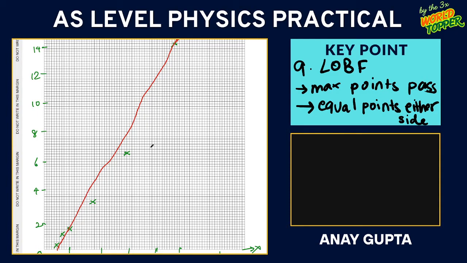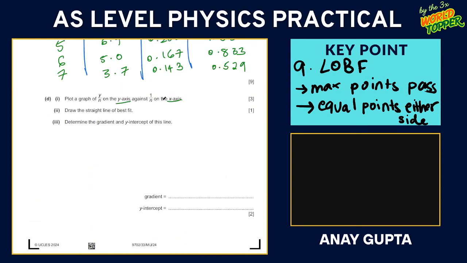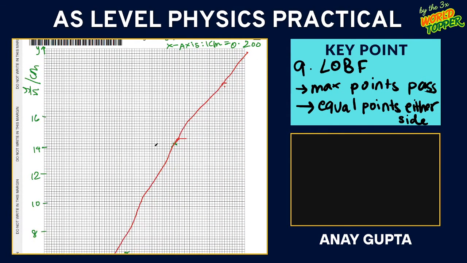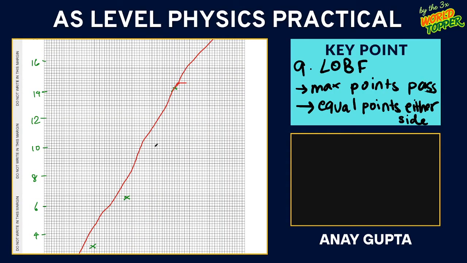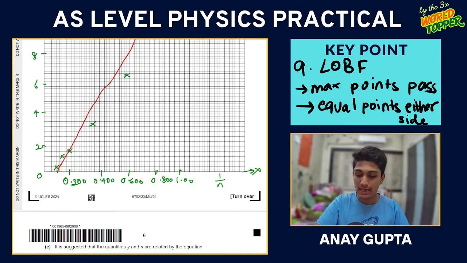Now the next thing that you want to do. Okay, so the questions D1 and D2 have been answered. Question number D3: determine the gradient and y-intercept of this line. Now, to determine the gradient, we need to find 2 points where the line is passing through. So let's say I take this point, which is 1.00, 14.2.